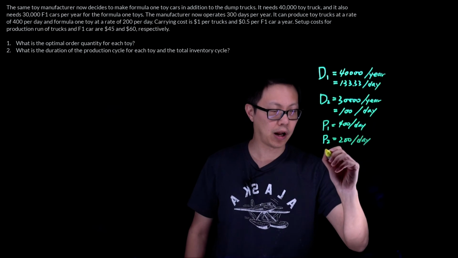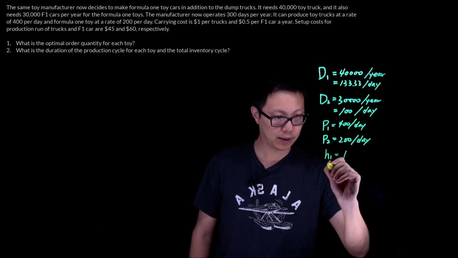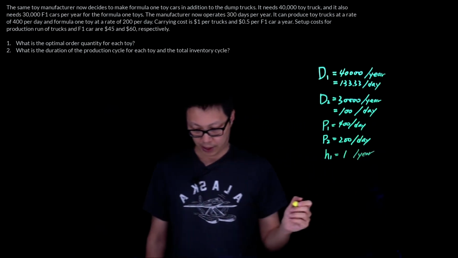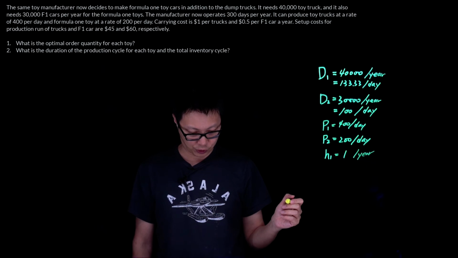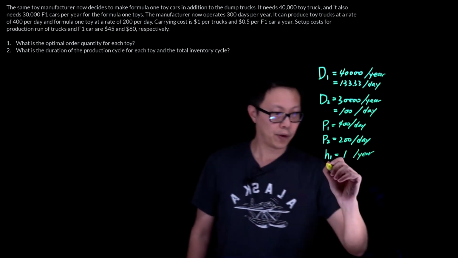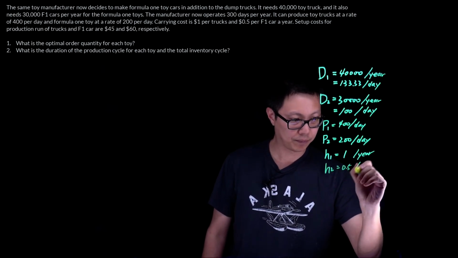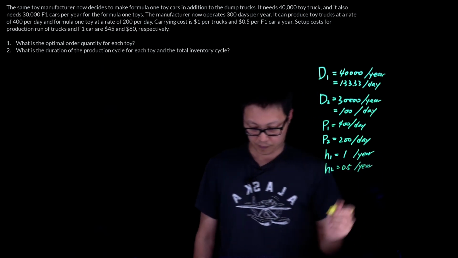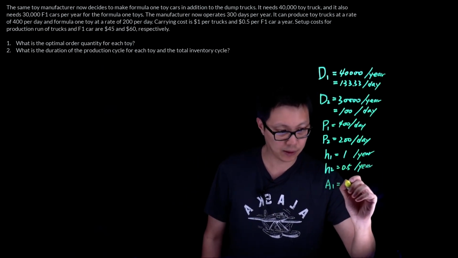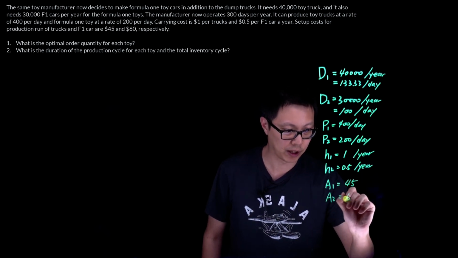And for the holding cost, each truck will be 1 per year, and each Formula One car will be 0.5 per year. Okay, and the setup cost for the truck will be 45. For the Formula One, it will be 60.